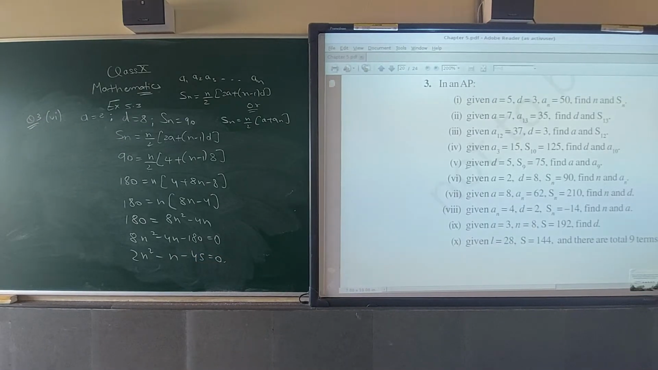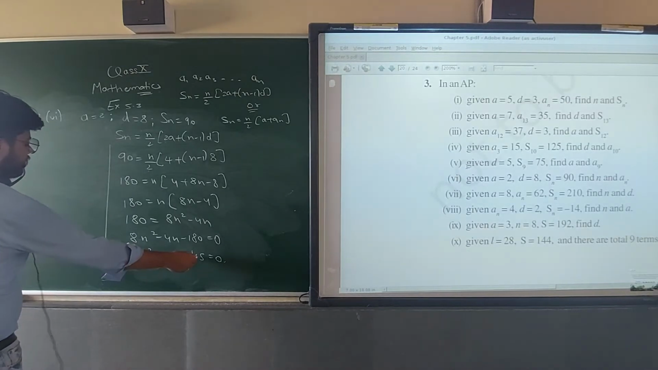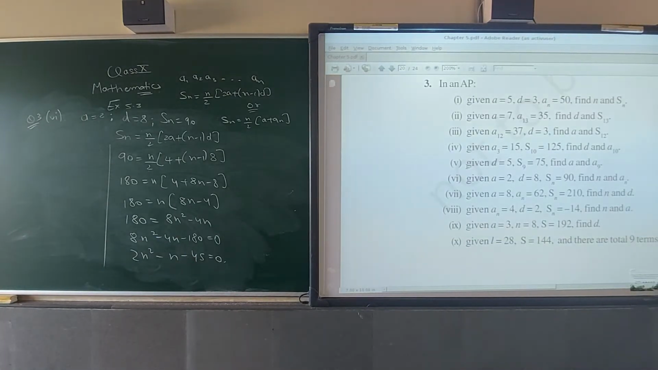That 45 into 2 we have to do. Here we have to apply middle term splitting. 2 into 45, it will be what? 90. That we have to split like that, so that the final result should be minus 1. Simple answer is that 90 will be divided into 9 and 10. 9 into 10 is 90, and 9 minus 10 will be minus 1.